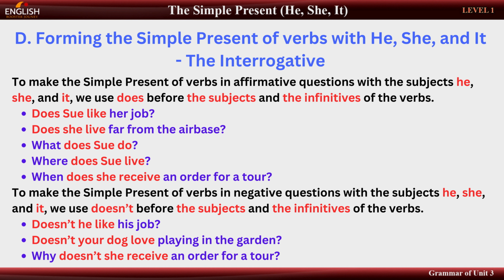To make the simple present of verbs in negative questions with the subjects he, she, and it, we use doesn't before the subjects and the infinitives of the verbs. Doesn't he like his job? Doesn't your dog love playing in the garden? Why doesn't she receive an order for a tour?